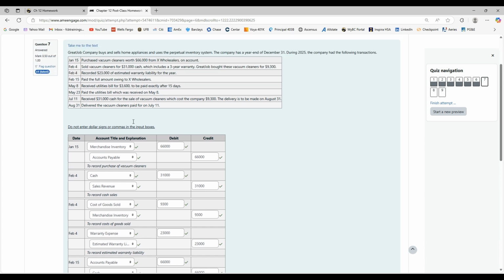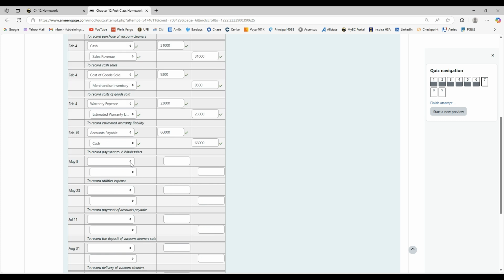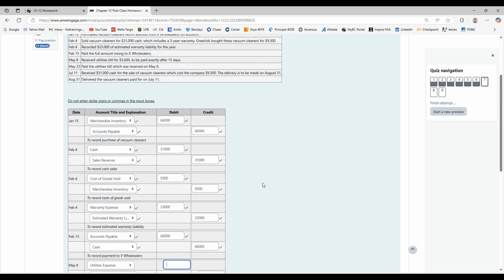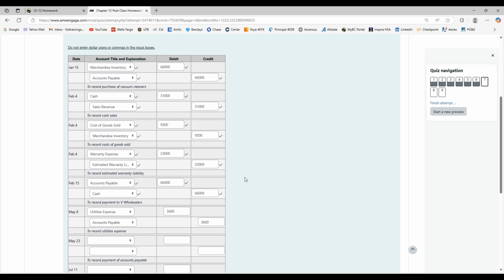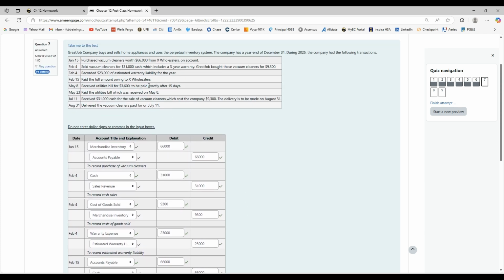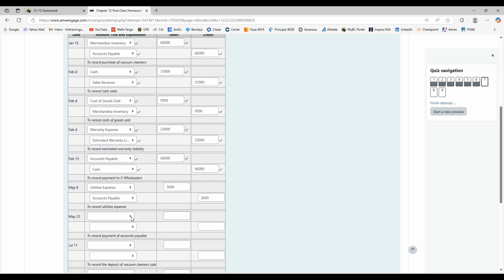Okay, to record utilities expense, what is this? Utilities bill, 3,600. So this is just kind of practice. Remember, accounts payable is our liability. I guess this chapter is about liabilities. We've already been dealing with these accounts payable and things of that nature for a long time, so hopefully this is not too tricky. And then we pay the bill, right? So we got our payable getting debited to go to 0, and then we're crediting cash to pay that off.